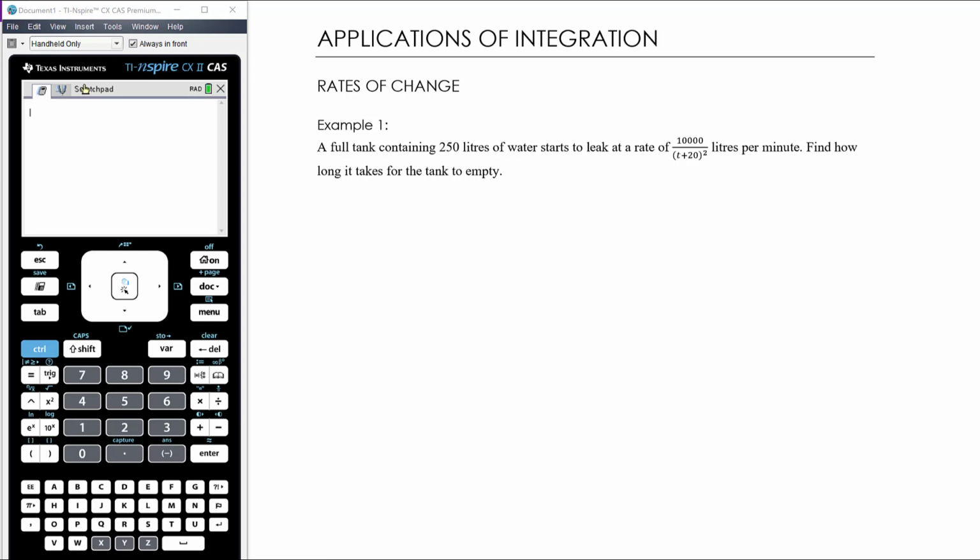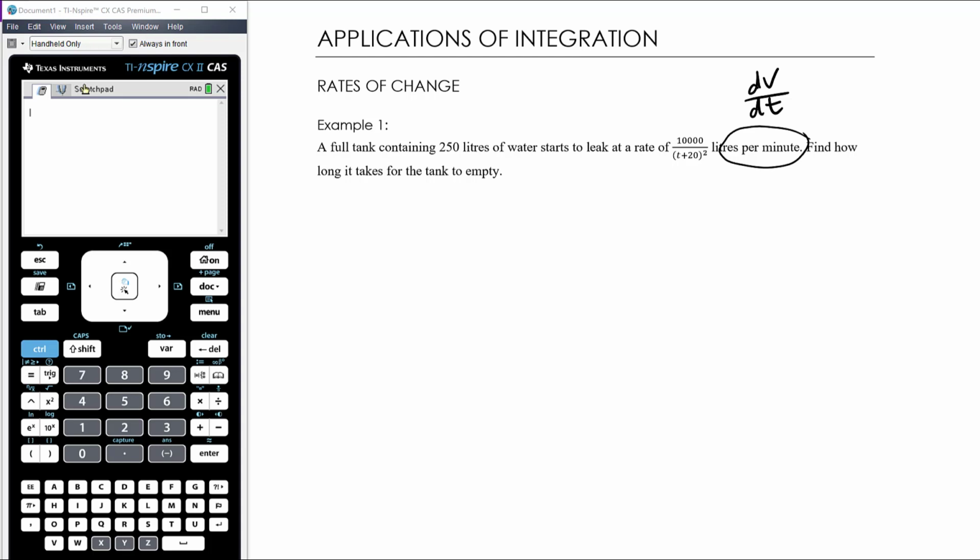So here we have a full tank containing 350 litres of water starts to leak at a rate of 10,000 over (t plus 20) squared litres per minute. Find how long it takes for the tank to empty. Okay, so essentially we've been given the rate, litres per minute, the rate of volume per time, dV/dt.